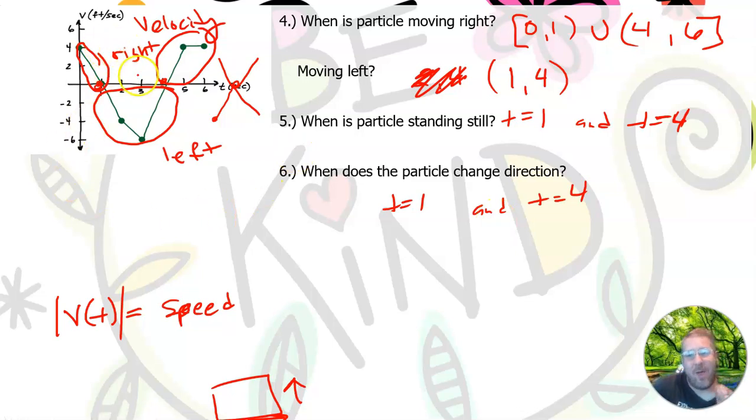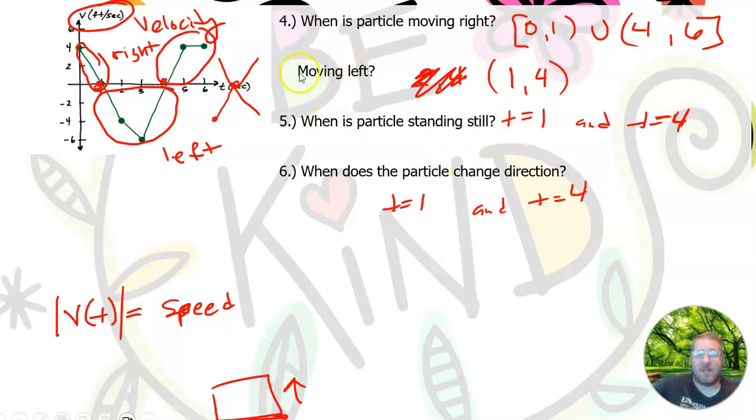All right, now we have a velocity. This is the big difference here. This is velocity over time, so we're looking at a velocity graph. It says, when is the particle moving to the right? It's moving to the right anytime the velocity is positive. Since this y-axis represents the velocity, that just means anytime the entire graph is above the x-axis. And it's moving left anytime it's below the x-axis.